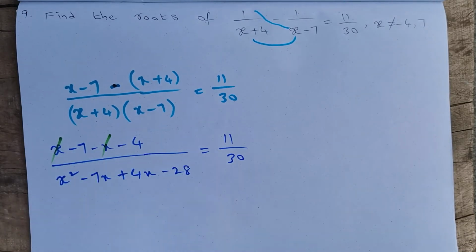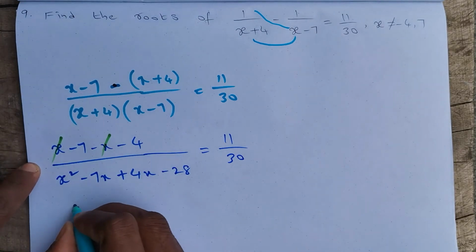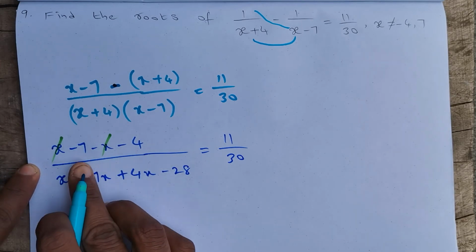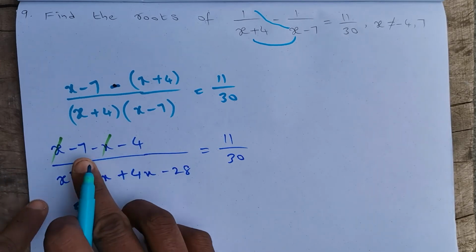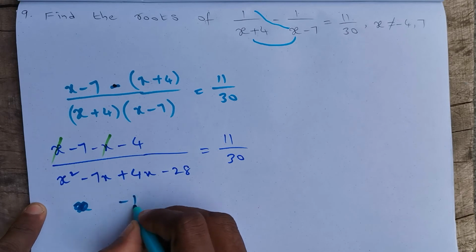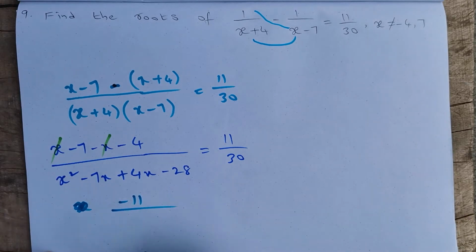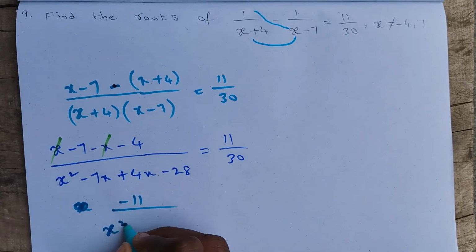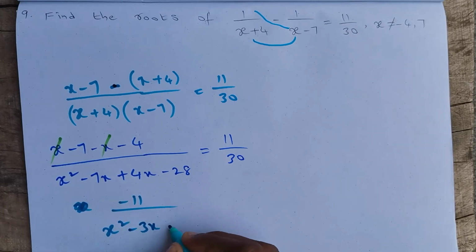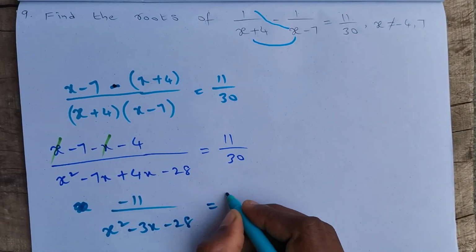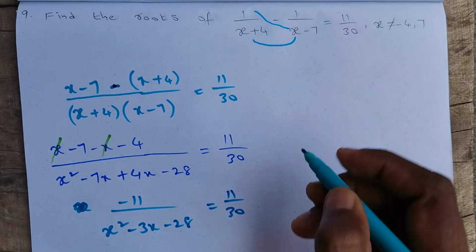Plus 7x minus 4x will get cancelled, so we remain with minus 7 minus 4, minus 11 divided by x square minus 7x plus 4x, minus 3x minus 28, is equal to 11 divided by 30.